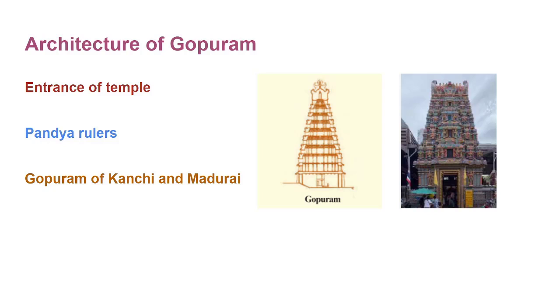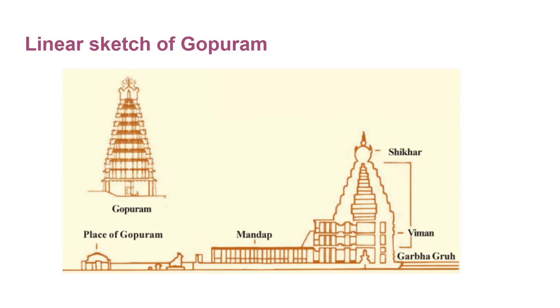Now before we move ahead, let's talk about the linear sketch of the temple. This is Garbhagruh, the innermost part of the temple, a small and dark rectangular room in which the idol is kept. In Gujarat, it is also known as Gabaro. Then Gopuram, here you can see the place of Gopuram. It is the entrance of the temple. Gopuram means a gateway of a South Indian temple.